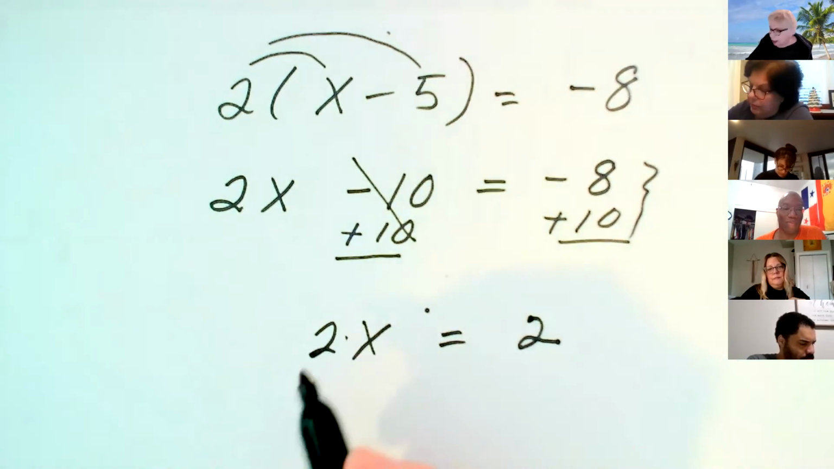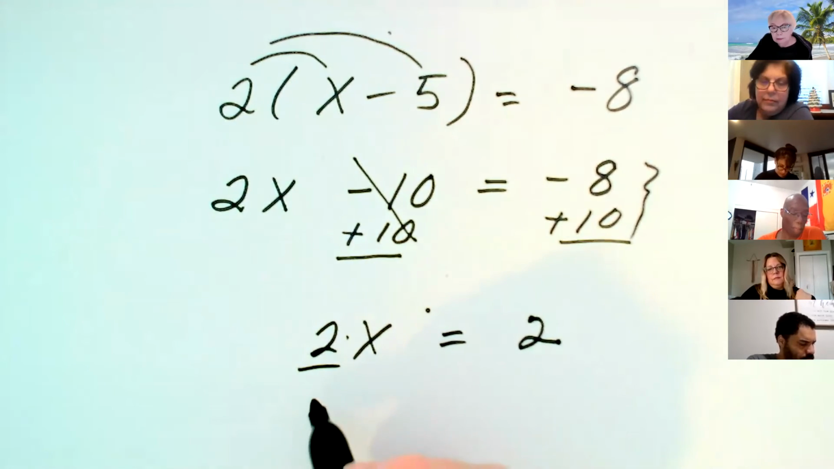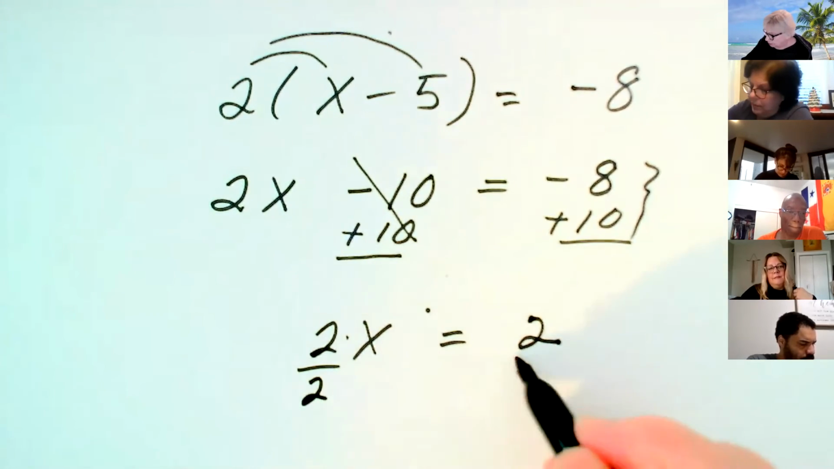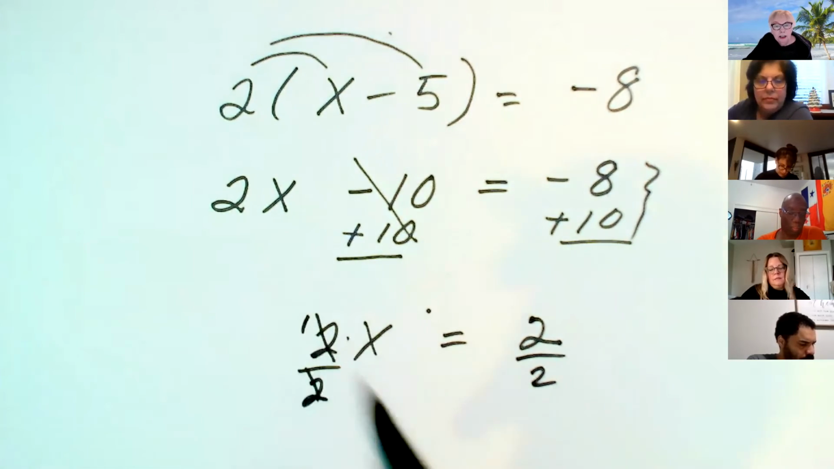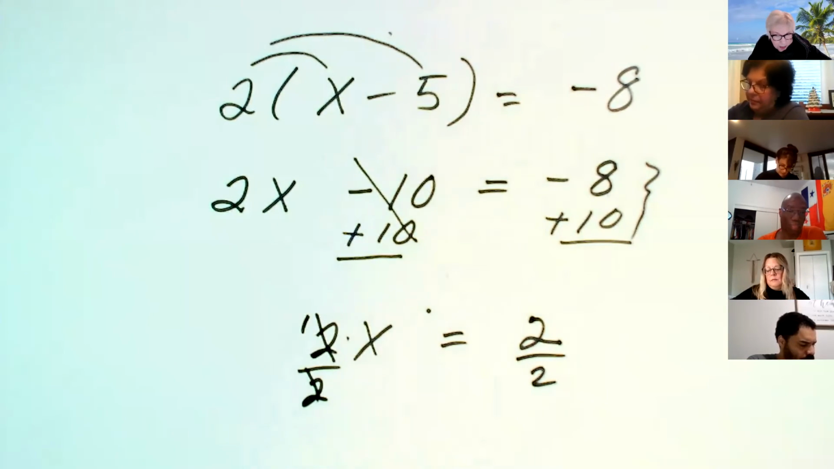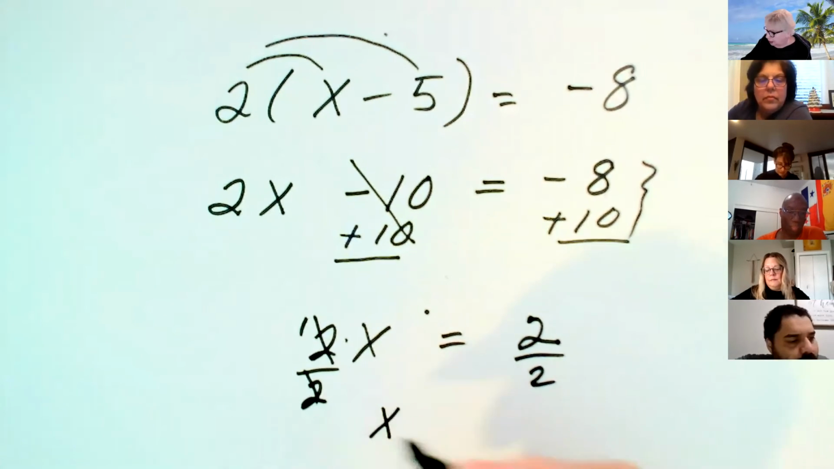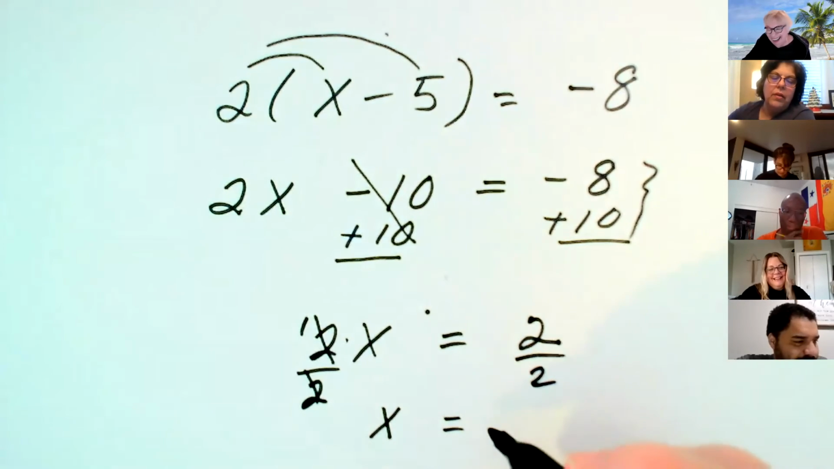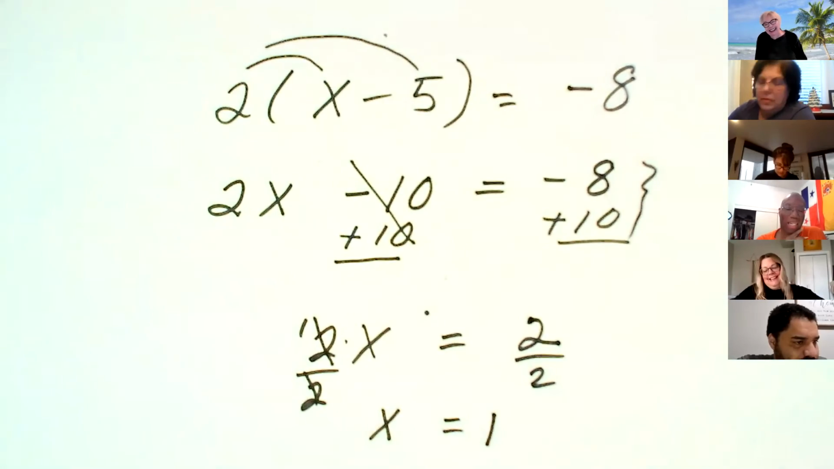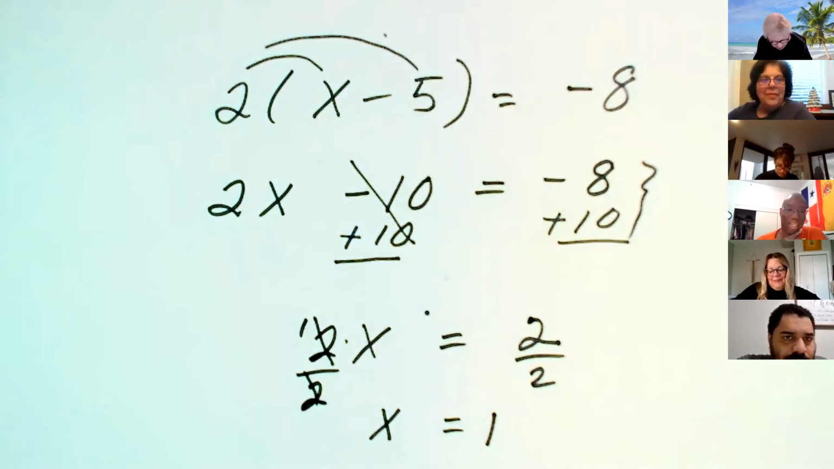This is multiply, so divide, divide. You will do that division step before you even realize you've done it. In other words, you'll be so good at this, you won't know who you are. x equals 1. You're going to be so good at this.